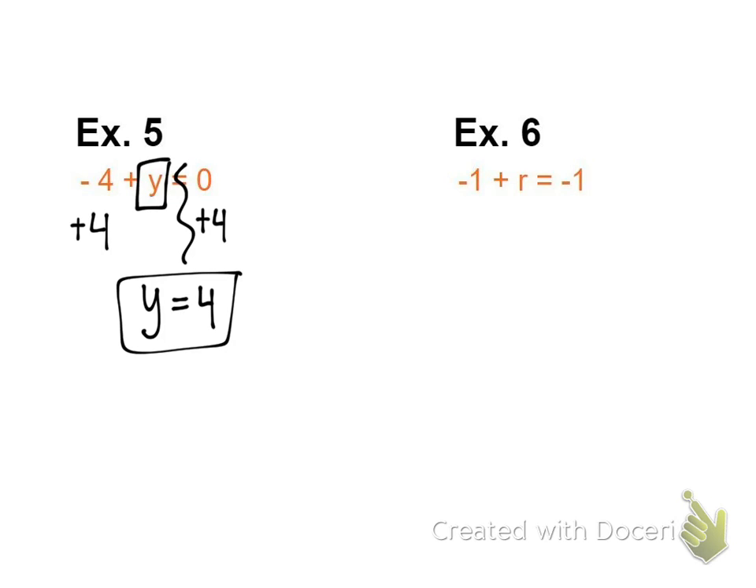Number 6, what are we getting alone? R. What do we need to do to both sides? Add 1. So, what are we left with?